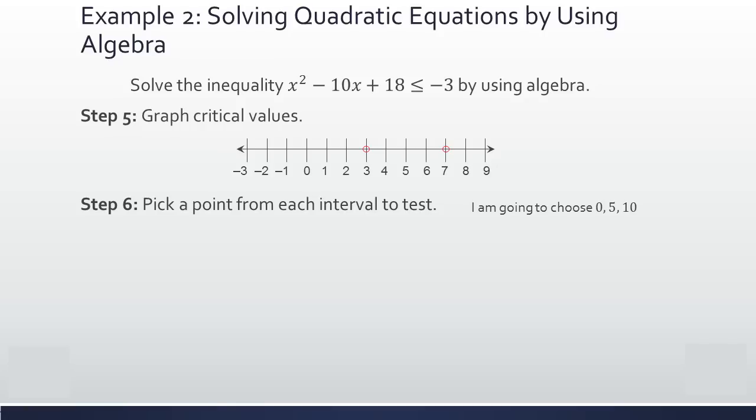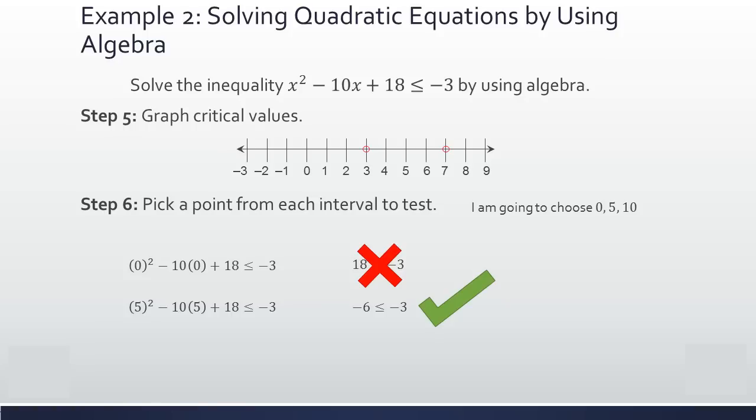I plug each of them into my original inequality. So I plug 0 in. When I plug in 0, I get 18 is less than or equal to -3. That's not true. So you get buzzed. Try 5. Plug in 5, I get -6 is less than or equal to -3. Good job. I plug in 10. I get 18 is less than or equal to -3. Also not true.